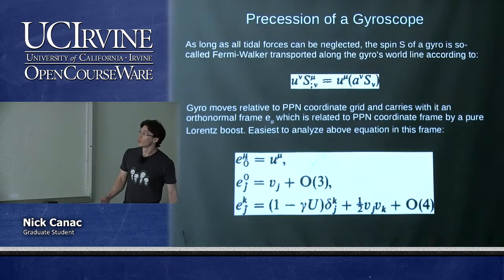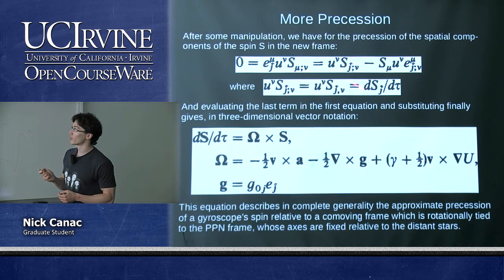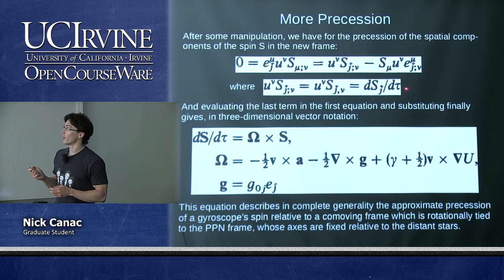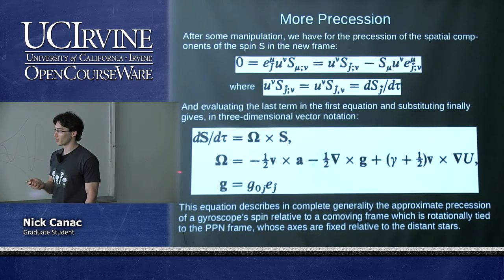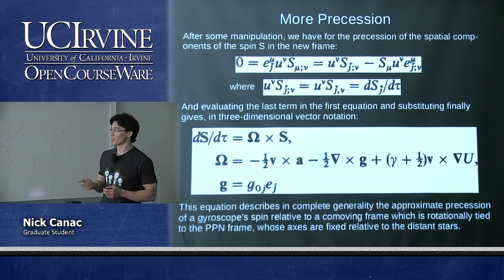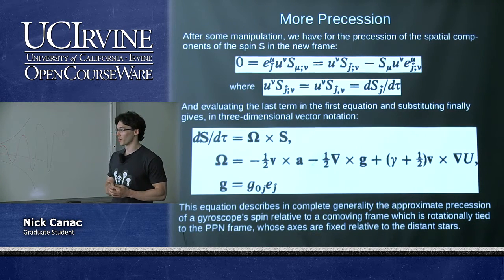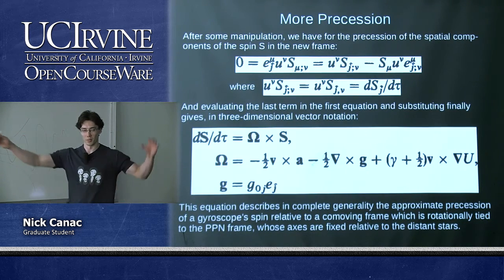So coming from this, you do some manipulations, and what you end up with is this term is actually equal to the precession with respect to the co-moving frame. And then you evaluate this term, you do some work to do that. And eventually, in terms of three-dimensional vector notation, you get this expression where the angular velocity of the spin axis precesses at this rate. So there's a bunch of terms here, and I'll talk about those in the next slide. But basically, this equation describes, again, in complete generality, the precession of a gyroscope spin relative to a co-moving frame that is rotationally tied to the PPN frame, which is fixed relative to all your background stars and galaxies.